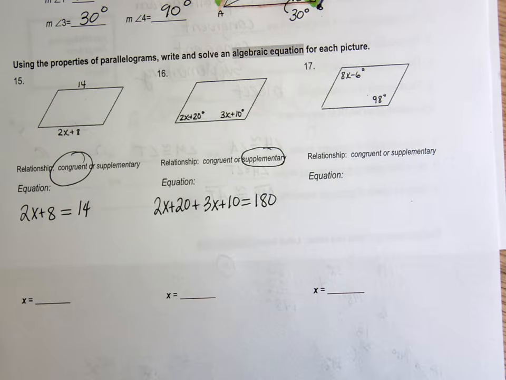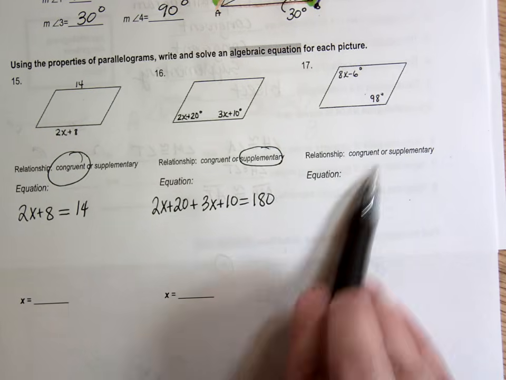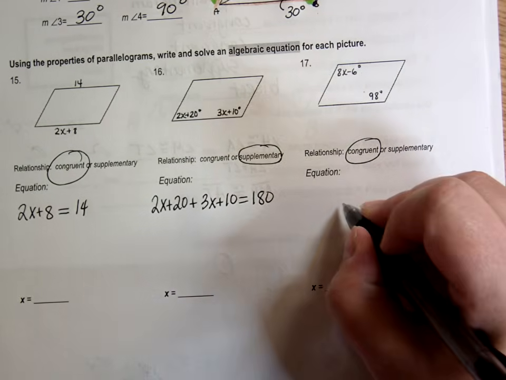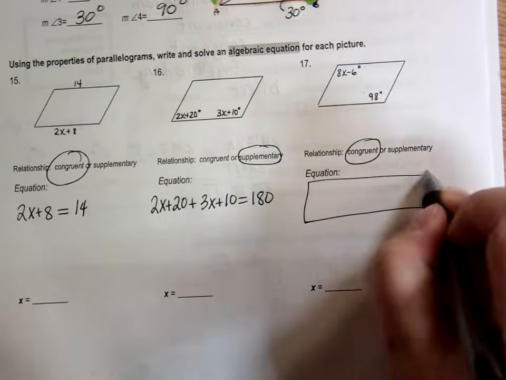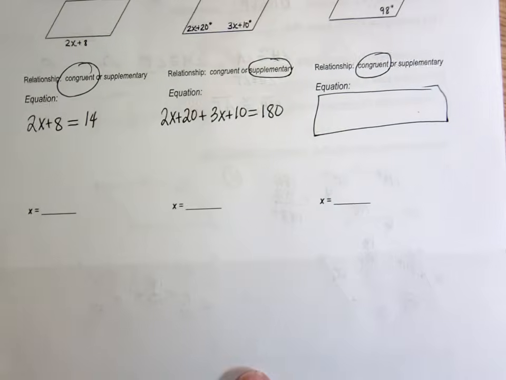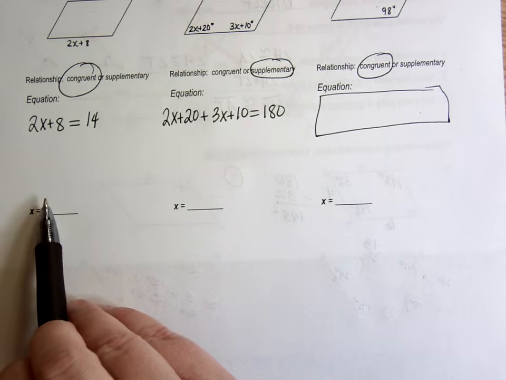And last but not least, these two are equal to each other because those are opposite angles, and opposite angles will be congruent. So I'm going to go ahead and let you write the equation for that. If you need to pause and check these, or pause and do these and then check your answer, that might be a good idea. I'm also going to let you solve this one.